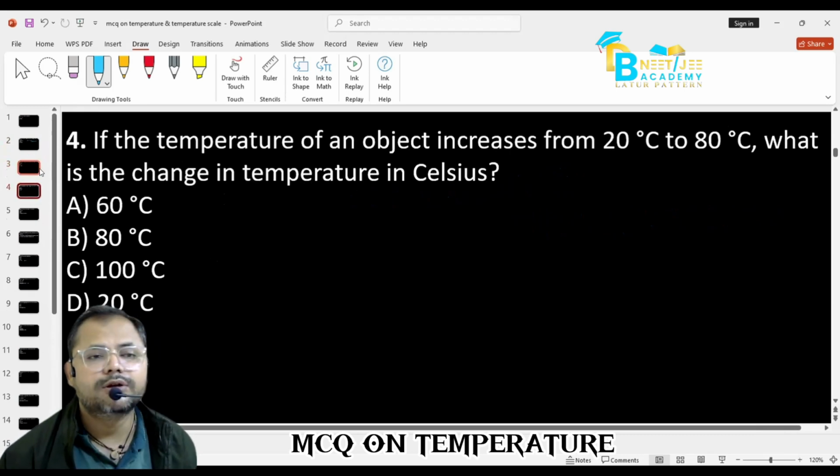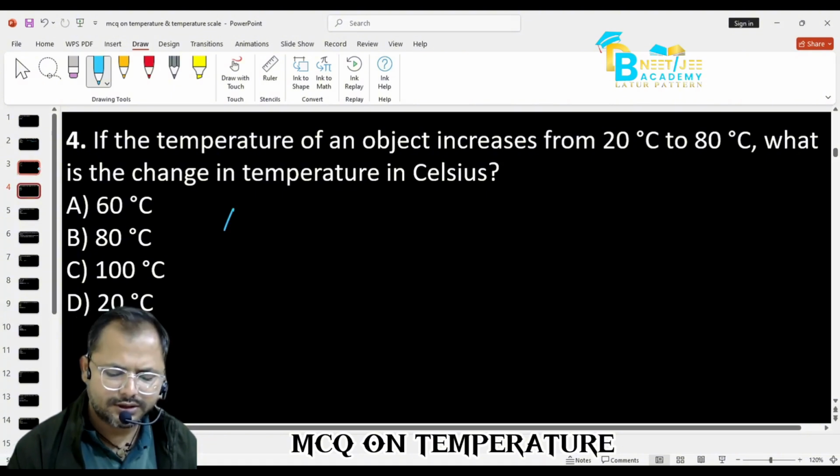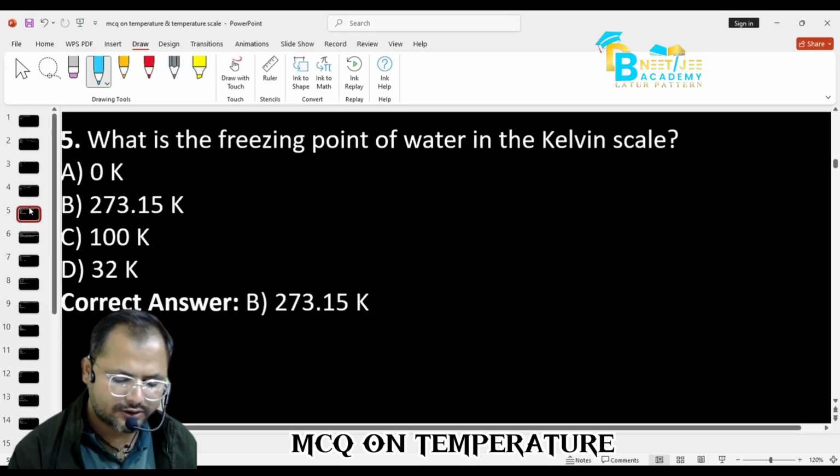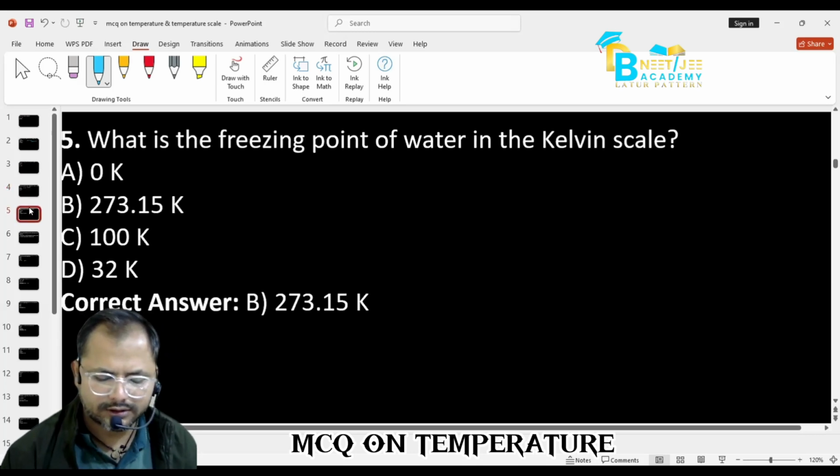Next question. If the temperature of an object increases from 20 degrees Celsius to 80 degrees, what is the change in temperature in Celsius? The change in temperature is equal to final temperature minus initial temperature, which is equal to 60 degrees Celsius. Next question, what is the freezing point of water in the Kelvin scale?